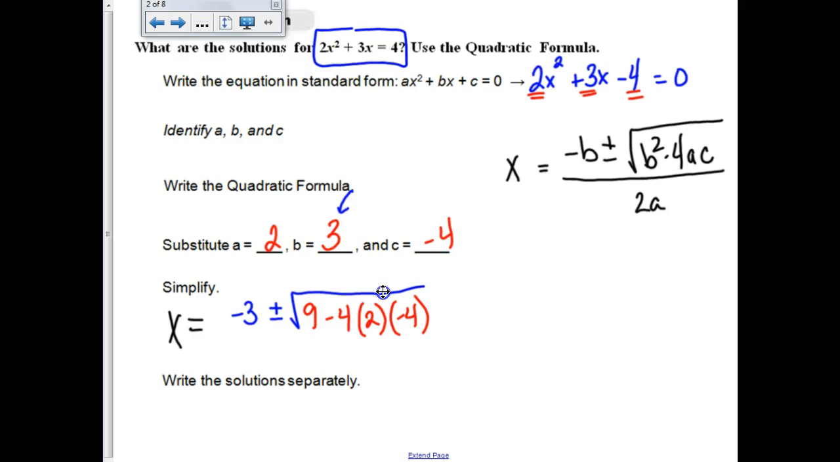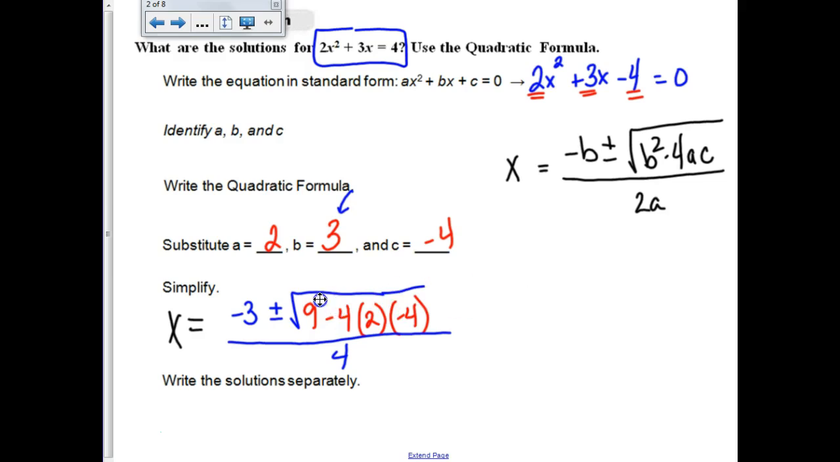And then a big fraction bar underneath this whole problem. And then instead of writing 2 times a, I just want you to go ahead and double the a value. So if I double my a value, I'm going to divide this whole thing by a 4. All right, we definitely have to simplify this.